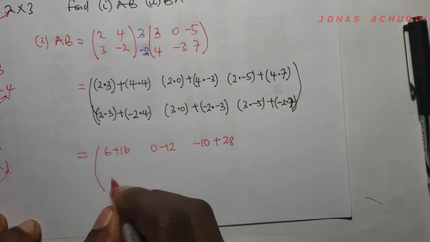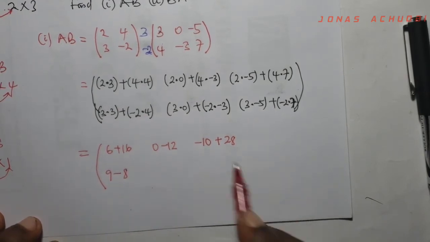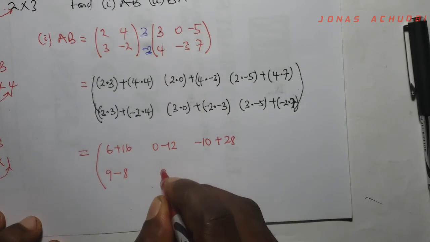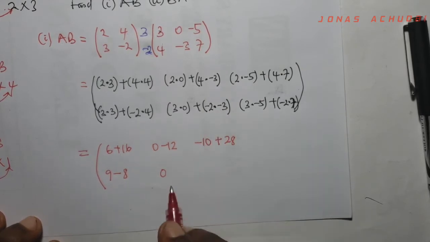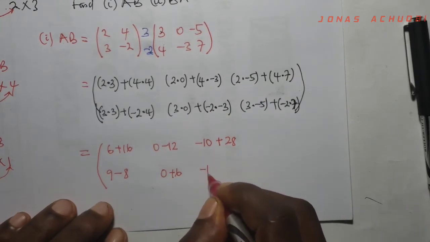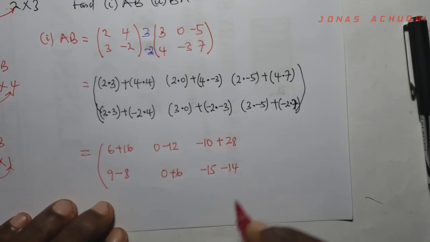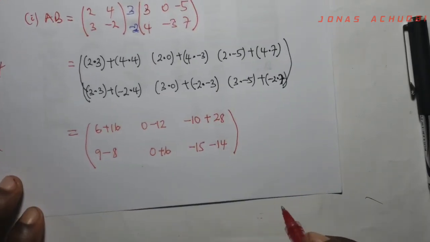3 times 3 is 9. Minus 2 times 4 is minus 8. 3 times 0 is 0. Minus 2 times minus 3 is plus 6. 3 times minus 5 is minus 15. Minus 2 times 7 is minus what? 14. So what do we get?